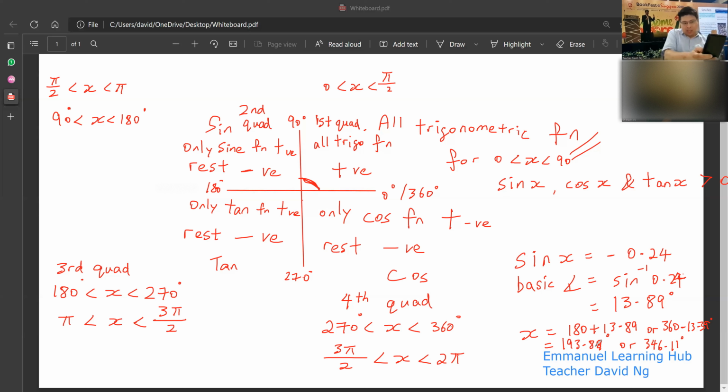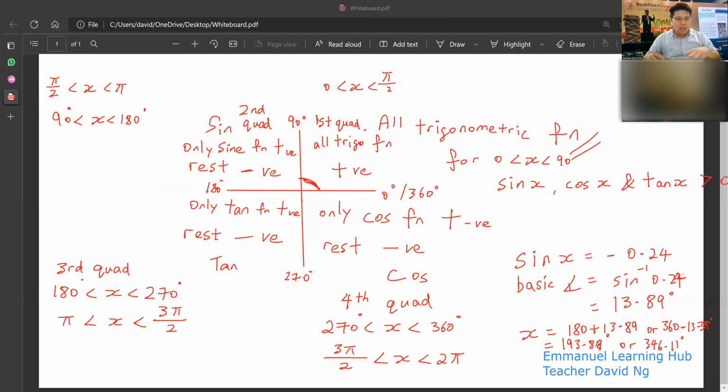But if you write your answer as -13.89, you will not get the marks in the exam, especially when the question wants you to give the answer between 0 degrees to 360 degrees. That's why you got to employ this method. Understand now?